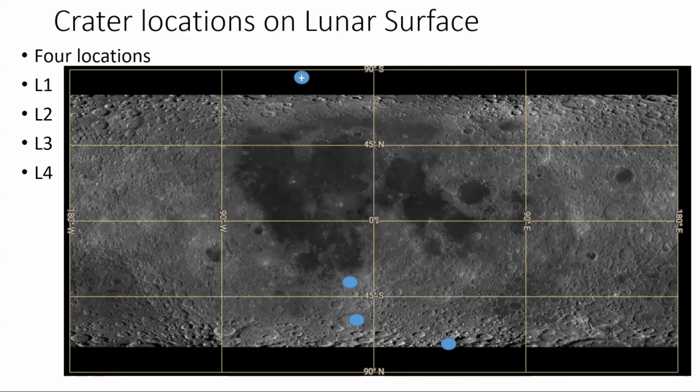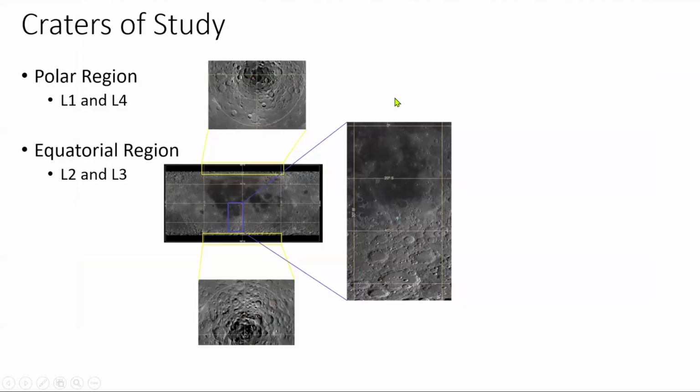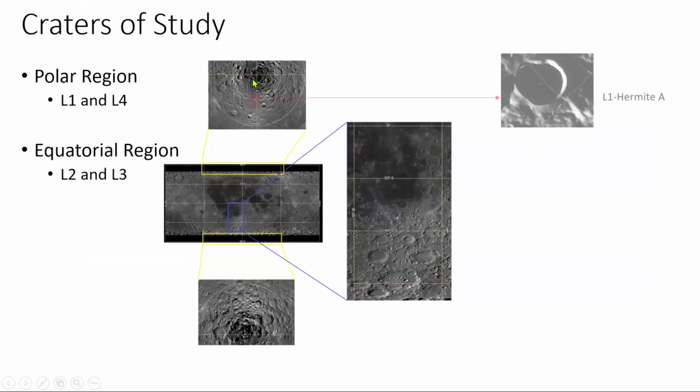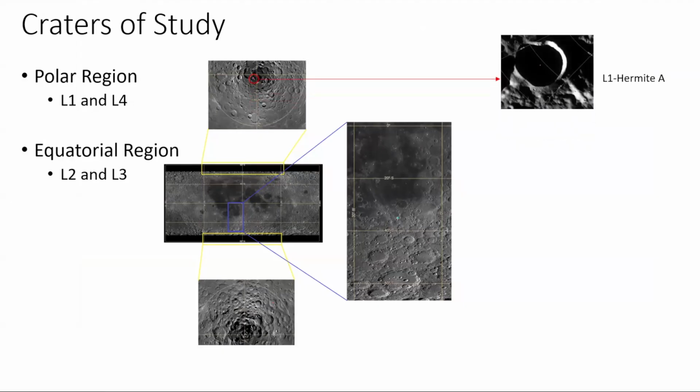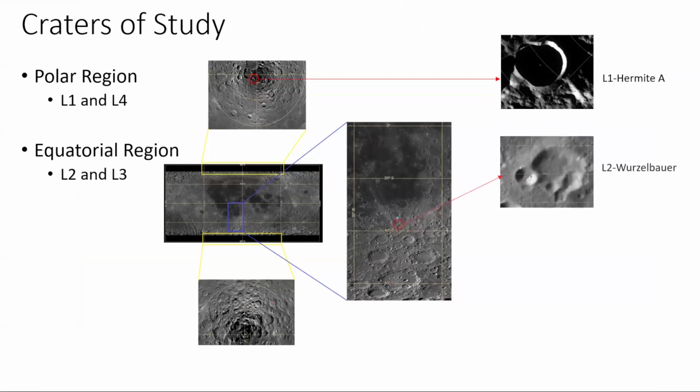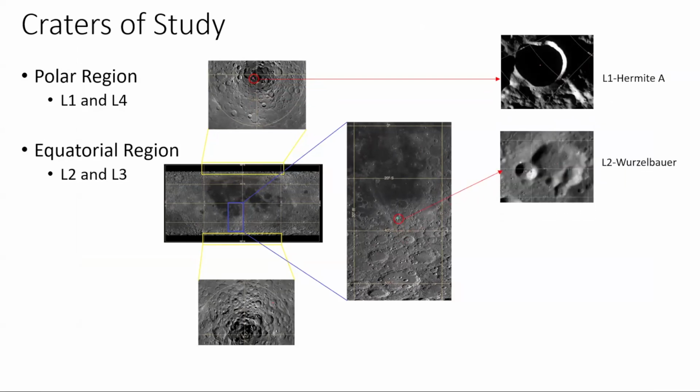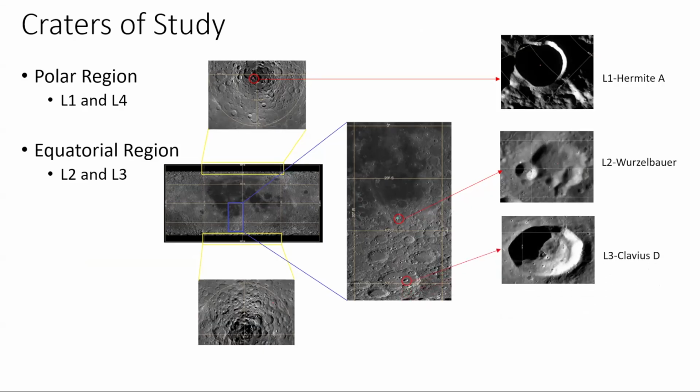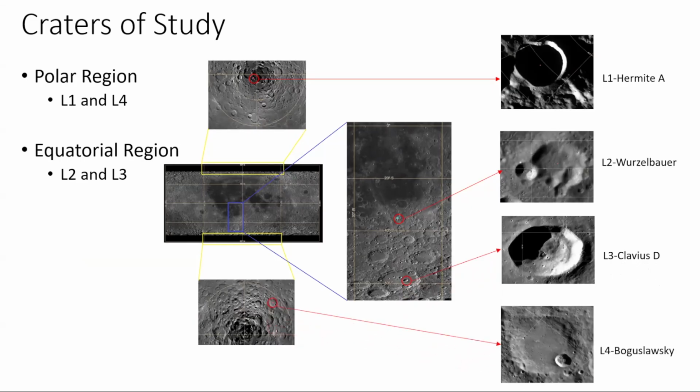Sorry about that. So these are the 4 locations on the lunar surface which we have chosen for the craters. 2 are in the polar region and 2 from the equatorial region. One is from the North Pole, that is Hermite A. The second one is Wurzelbach C. The third crater we have selected was Clavius D, and the 4th one is Boguslawski.